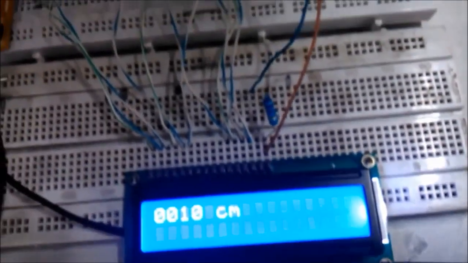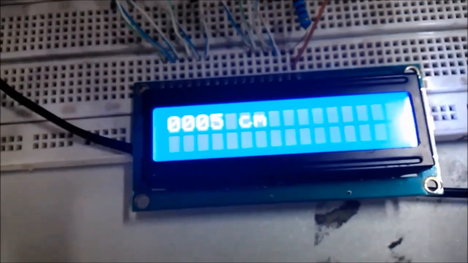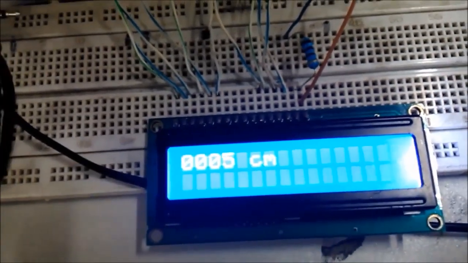Now when I decrease the distance, we can see on the display that the distance is reduced to 5 centimeters. Okay, 5 centimeters. Now it's quite stable.